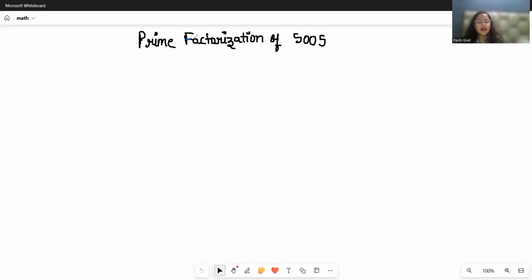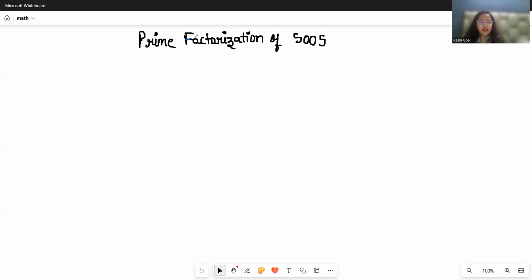Hey, here's a challenge. Can you break 5005 down into its building blocks, the prime numbers that multiply to give it? So stick around because we are peeling back the layers of 5005 using the magic of prime factorization, and it is easier than it looks and way more satisfying.